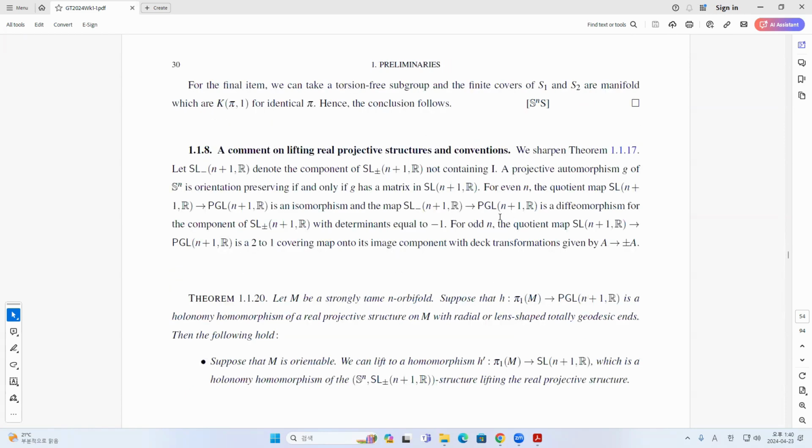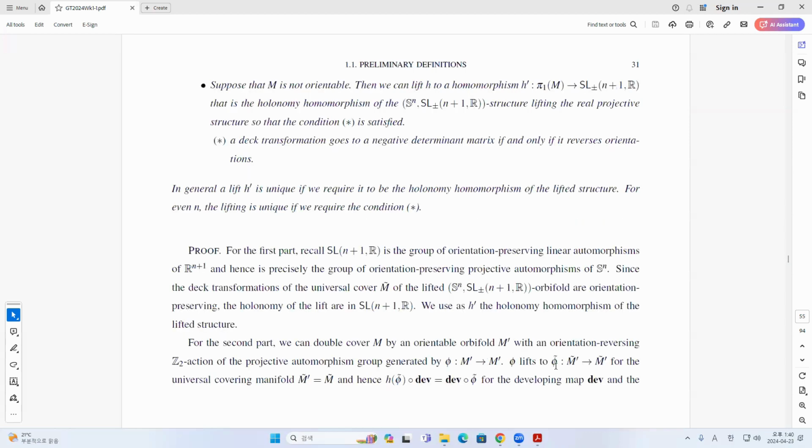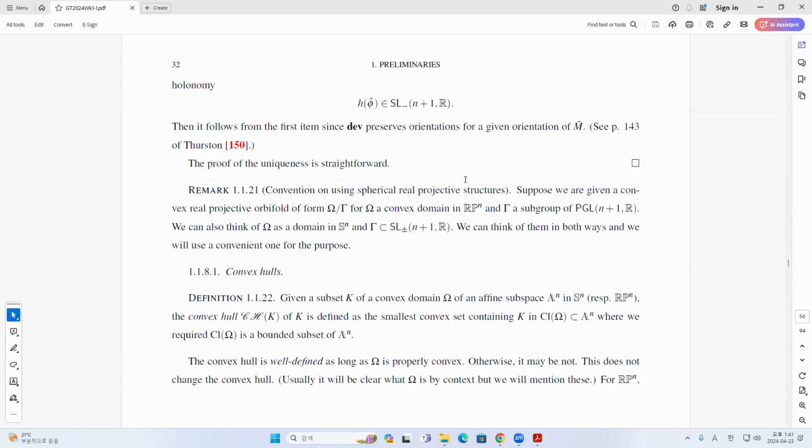I will skip this one, but essentially what it says is that you can always lift to the orientable case. If it's orientable, you can lift so that these go to SL_n(R), not plus-minus. If it's not orientable, then the deck transformation goes to a negative determinant matrix if it reverses orientation, and if not, then to a positive determinant matrix.